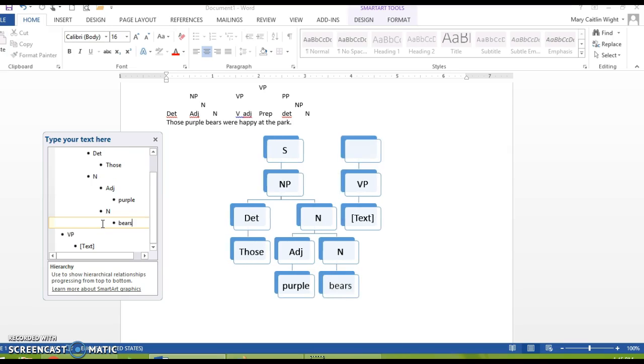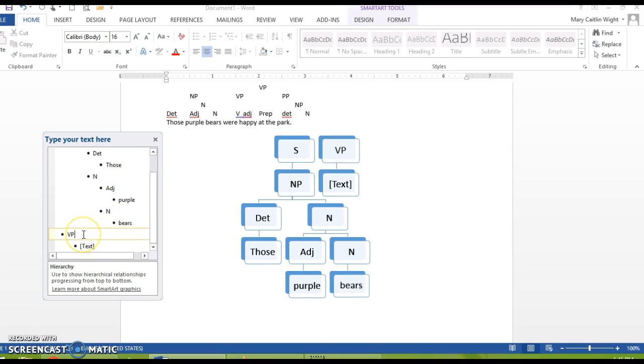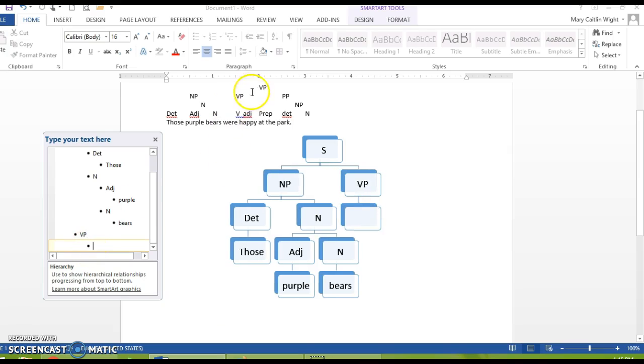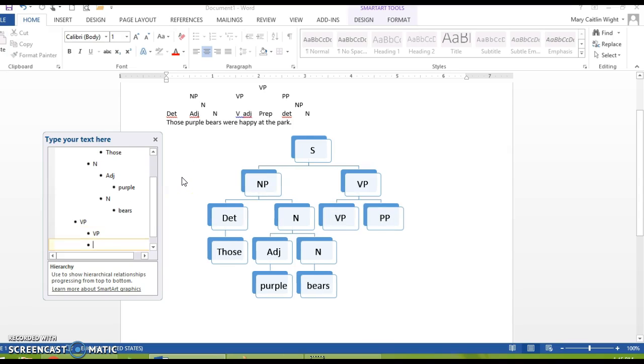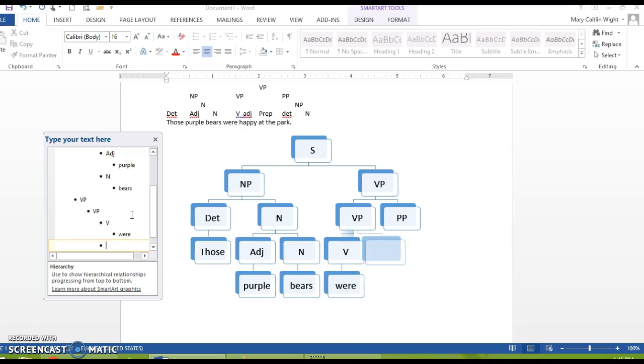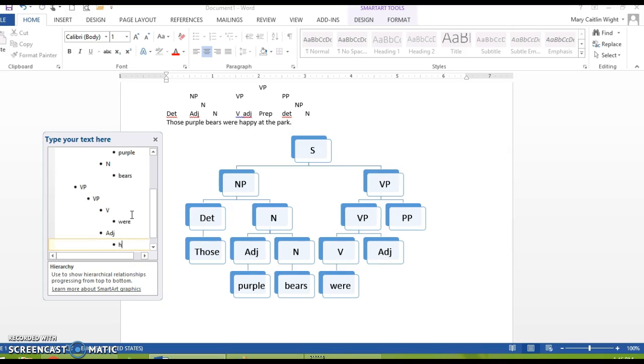Oh, and this bullet is extra, so we can just delete it. So our verb phrase, if we look back up, is made up of a verb phrase and a preposition phrase. So verb phrase, preposition phrase. This level verb phrase right here was made up of our verb and our adjective. So verb, which was were, and adjective, which was happy. So that gives us our verb phrase right here.